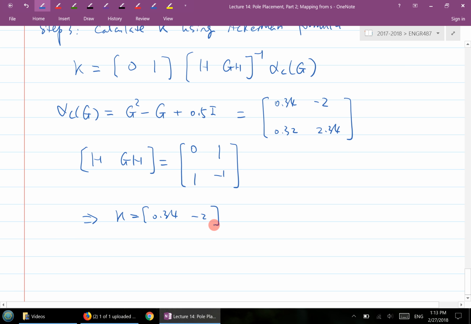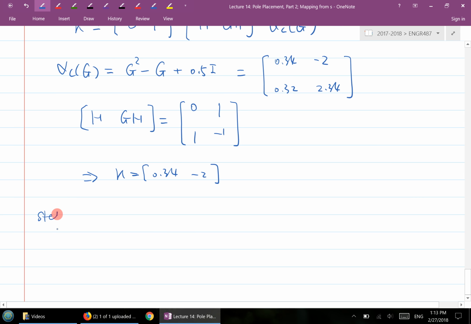The requirement for you during the exam is that you have to calculate this by hand or with your calculator. But when you do projects, you can always use the command Ackermann formula, the ACK, to help you come up with the K matrix. Good. So that's our K matrix here. Now step 4. We have one more parameter to find, which is the K naught. So we need to find the K naught.